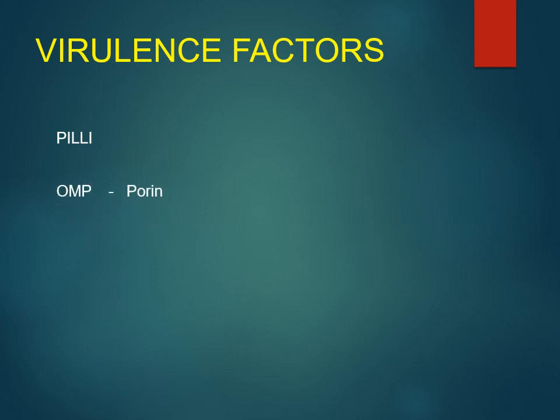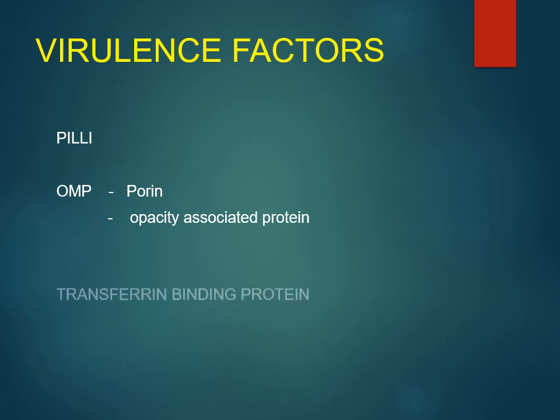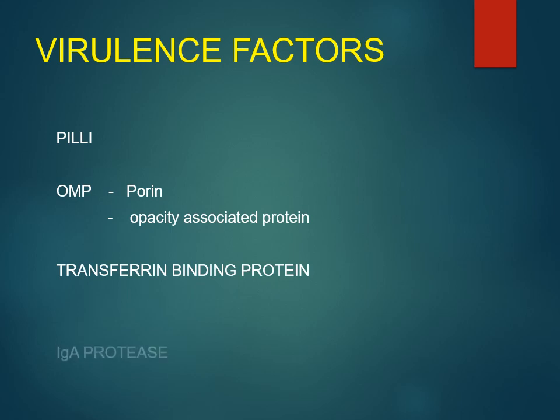Then the second virulence factor, that is the OMP, the outer membrane protein. Porins help in formation of pores, and these pores help in exchange of molecules. Then another factor is opacity associated proteins. They help in adhesion to the neutrophils. Then transferrin binding proteins and IgA protease. So this IgA protease protects the bacteria from the IgA antibody. As this is a sexually transmitted disease or STD, it is also called venereal disease.